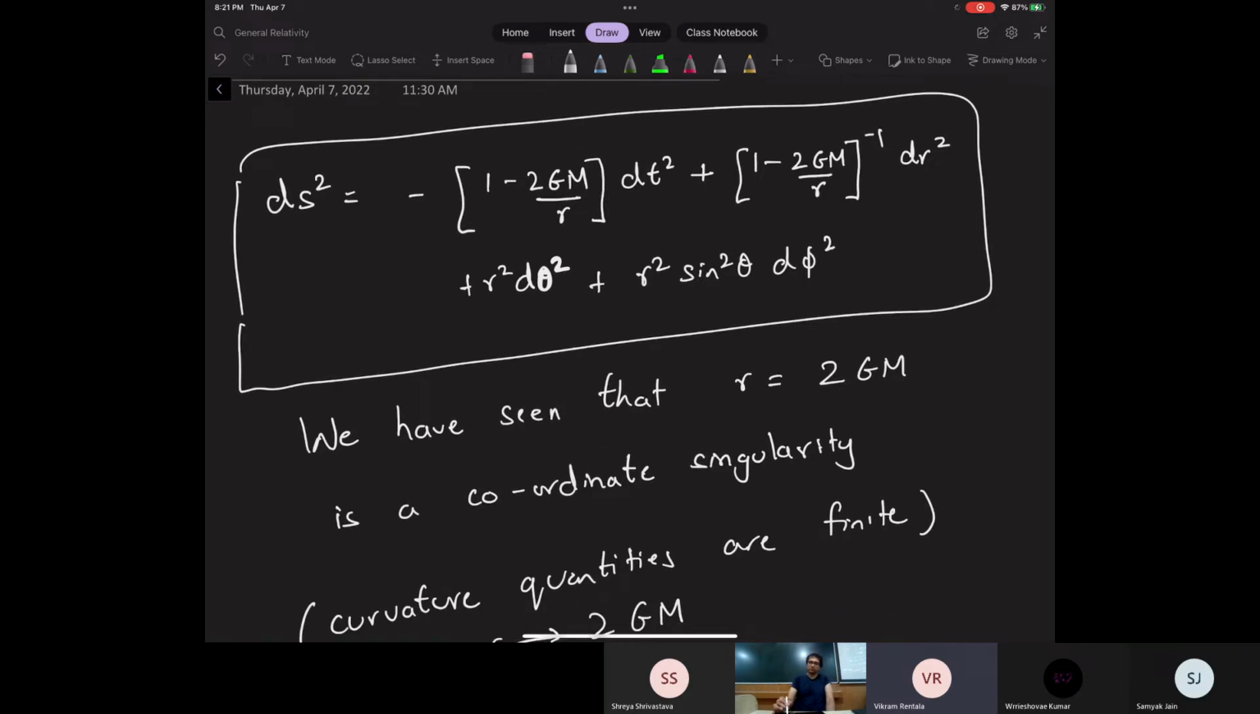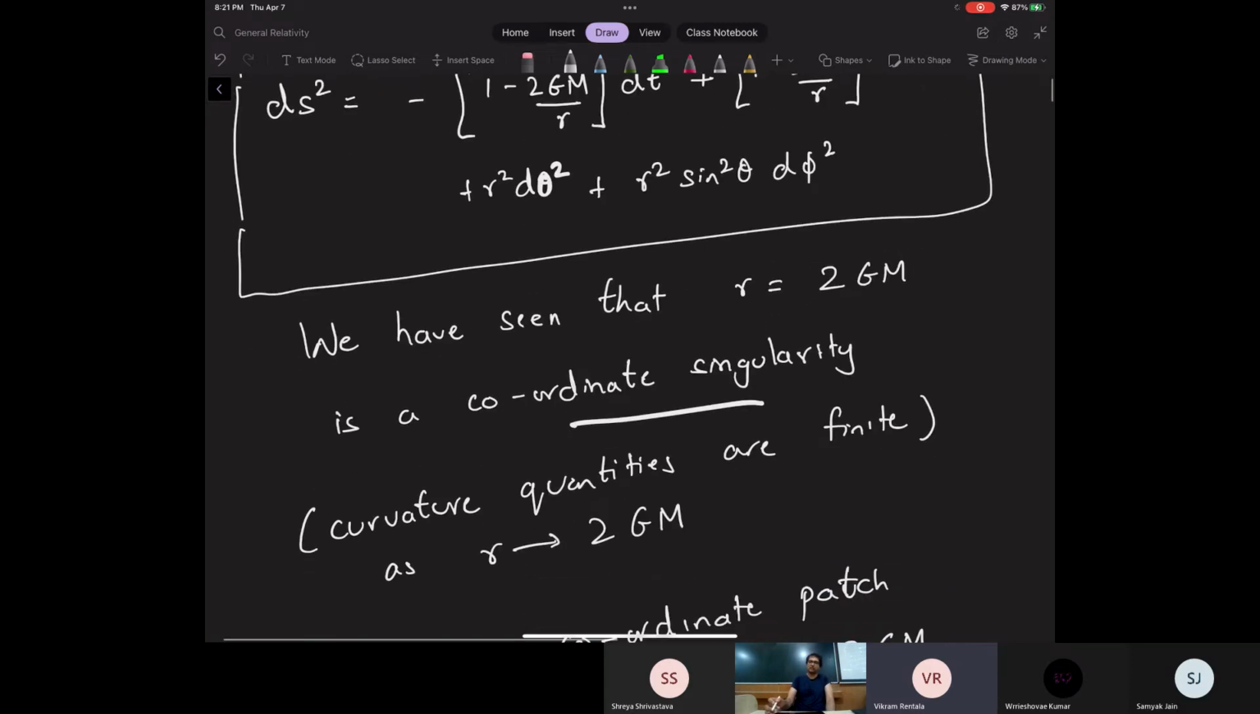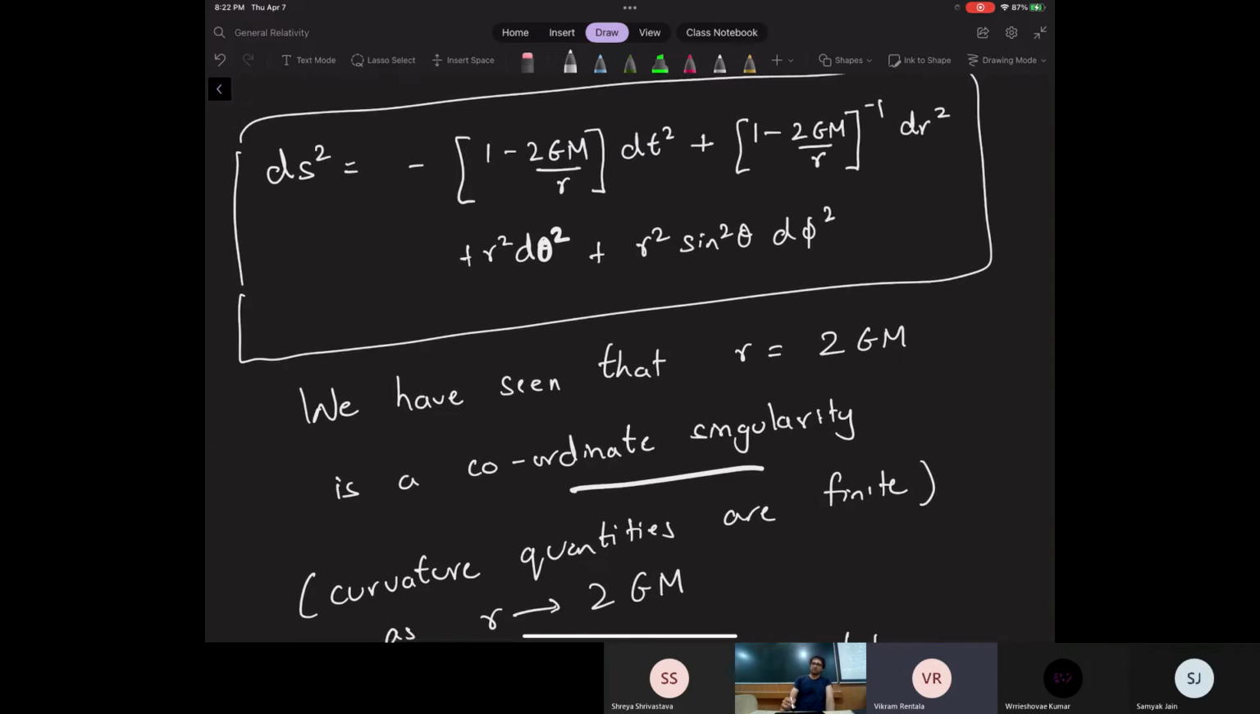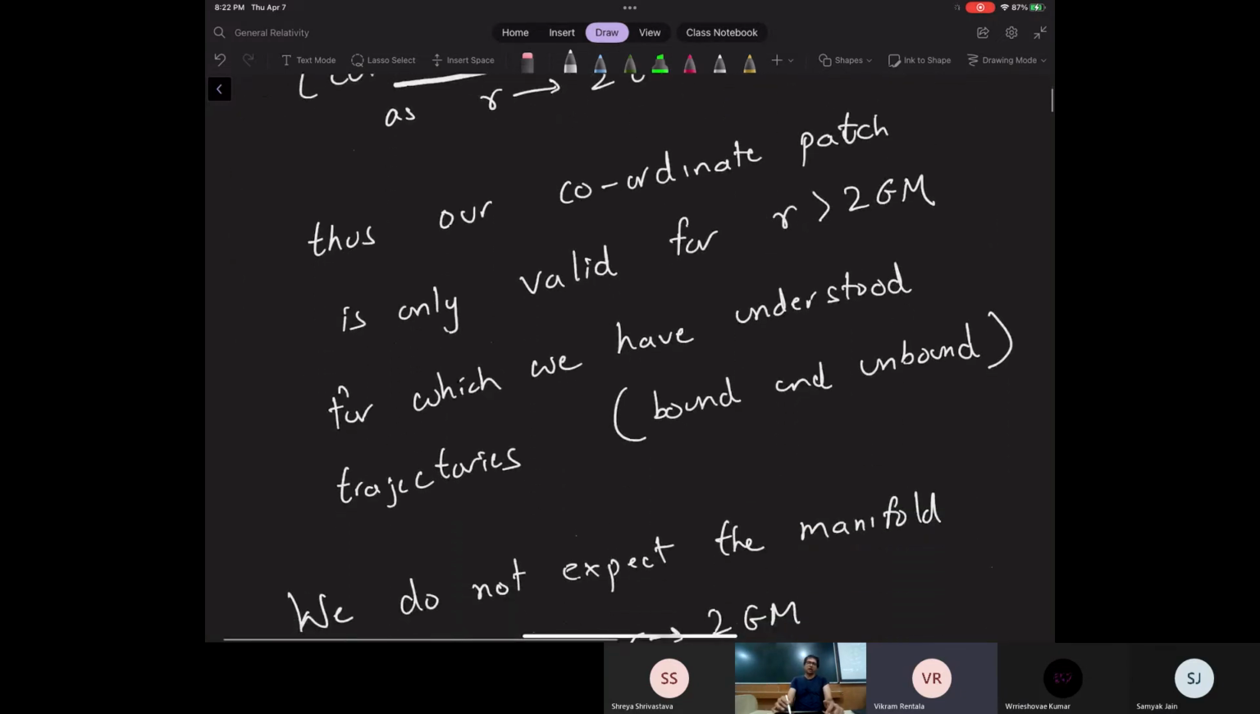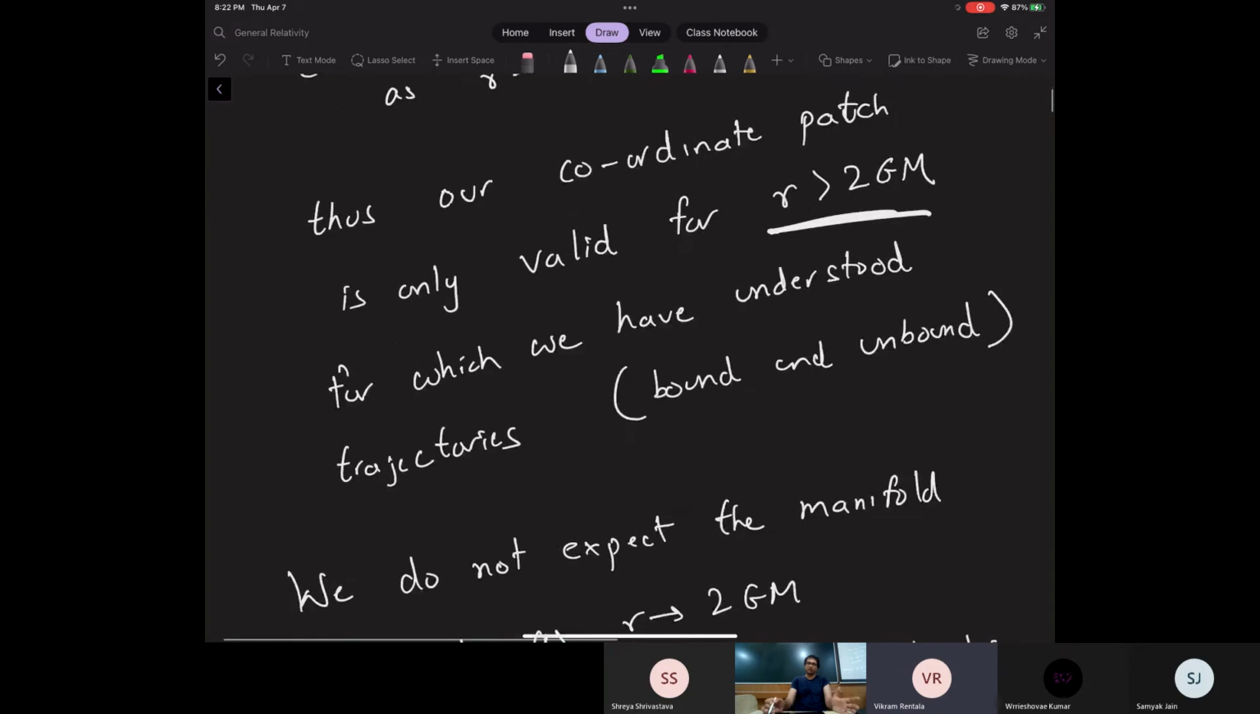We have seen that R = 2GM is a coordinate singularity. We also discussed, although I didn't quite show it, that if you compute any curvature quantity in the limit R goes to 2GM, your curvature quantities are all finite. So that indicates even though your metric seems to be breaking down, there's nothing physically wrong about the point R = 2GM. Maybe these coordinates don't cover it, just like we've seen with Rindler coordinates. Rindler coordinates don't cover the entire space. So our coordinate patch is only valid for R greater than 2GM.